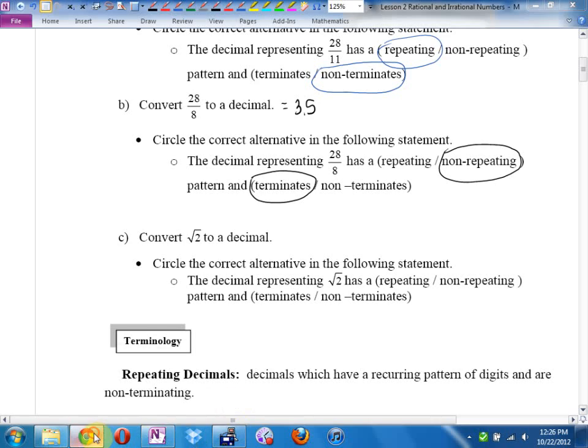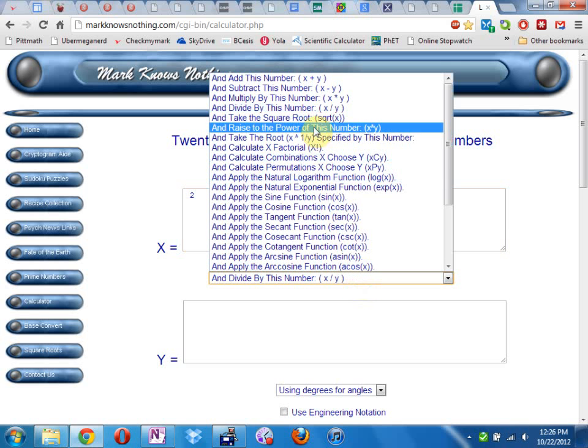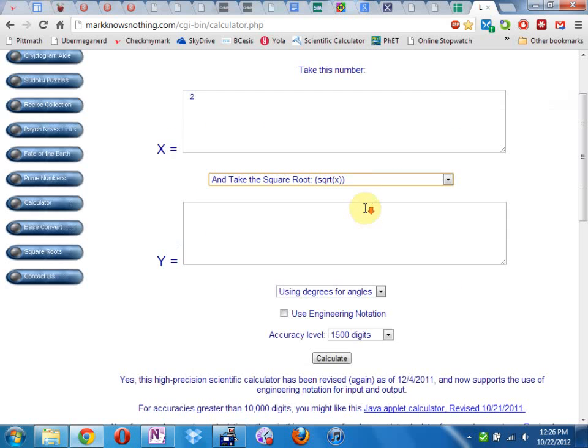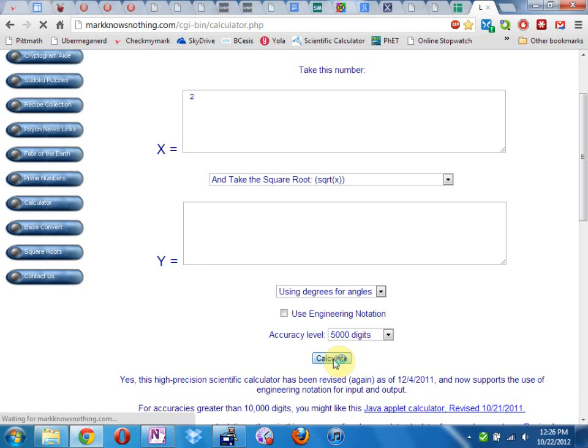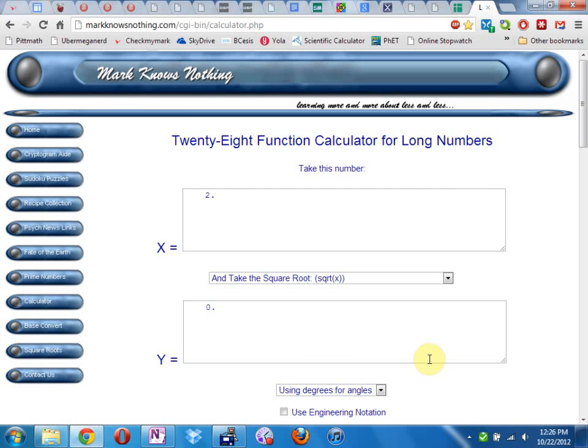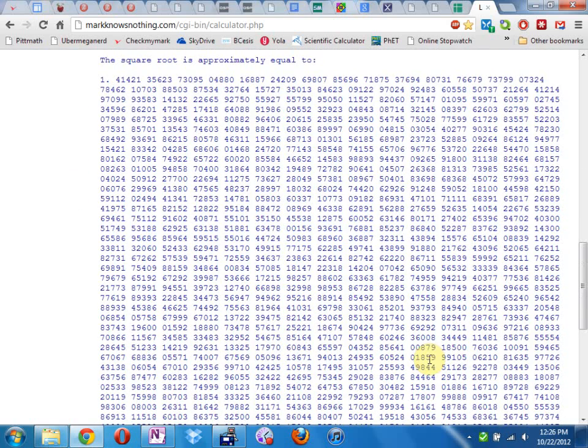Okay? I'm going to go to my long number calculator. I'm going to delete this. I'm going to put a 2 right here, and I'm going to take the square root. And you know what? Let's go to 5,000 digits. Calculate. And you'll notice I had to do some thinking. My computer, which is way more powerful than your calculator, was doing some serious number crunching. Did you see it spinning for a second there? The answer is 1.4142135623730950. Do you hear any pattern?